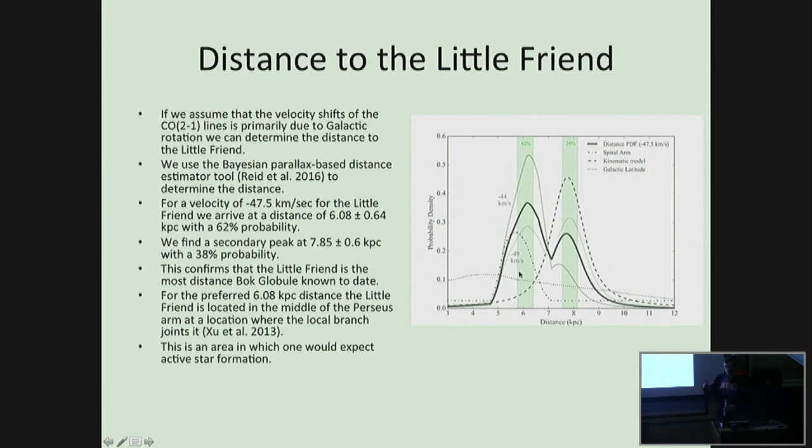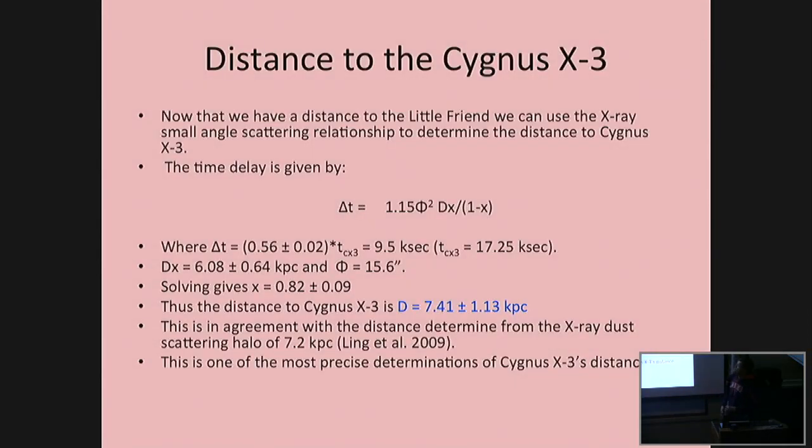Now, I've just said we have X-ray information from Chandra that relates the little friend to Chandra, so we can say something about how far away SIG-X3 is. Using the X-ray time delay for the scattering, this is the time delay that we see. This is the distance to the little friend, which is dx. This is the distance away. We solve for the relative x, which is 8.5. This gives us a distance of 7.41 plus or minus 1.13 kiloparsecs.